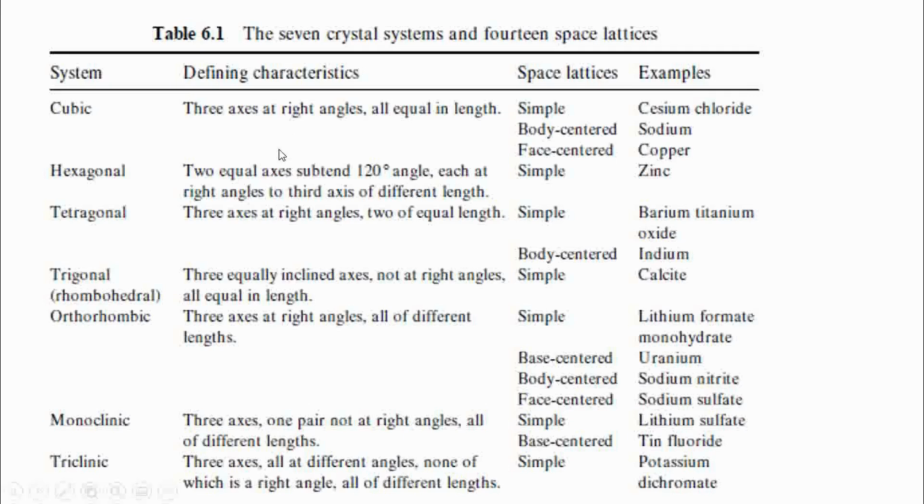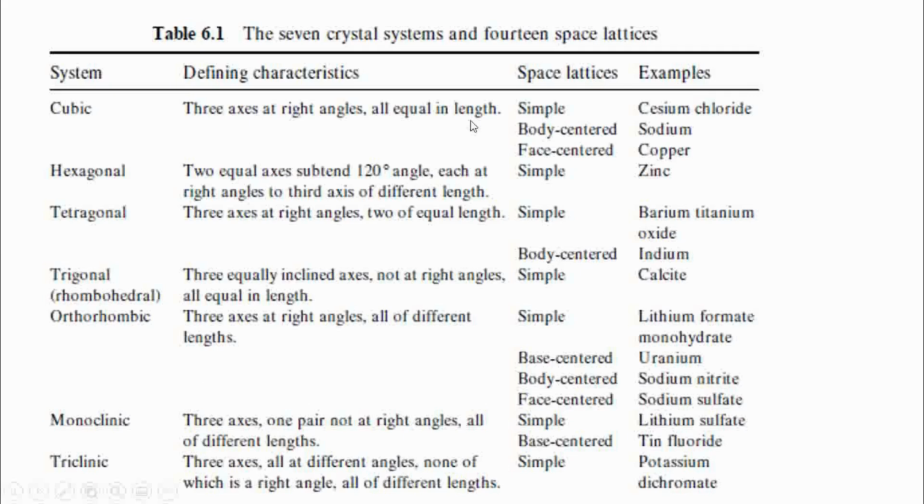So coming back, this crystal system you must have read in your class 11 and 12 — what are the different types of space lattices and crystal systems. Just a quick recall, you can have cubic, hexagonal, tetragonal, trigonal, orthorhombic, monoclinic and triclinic.